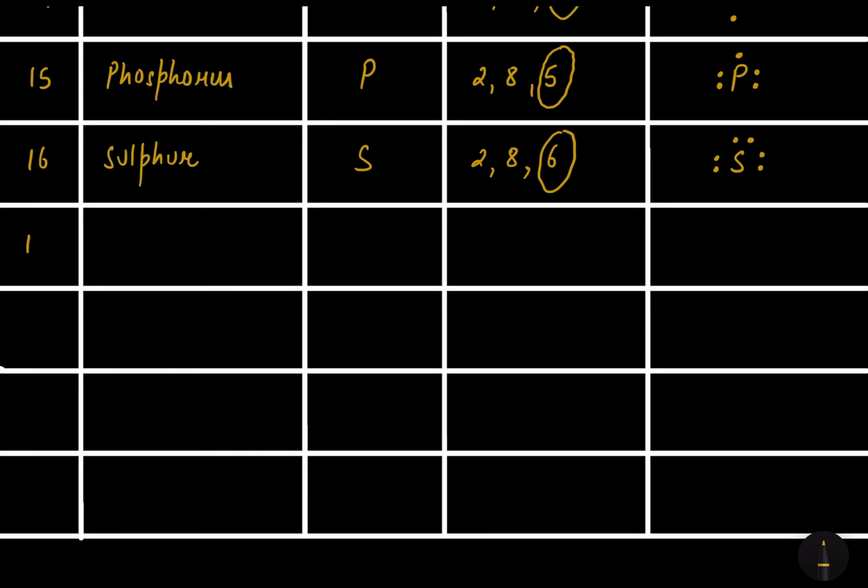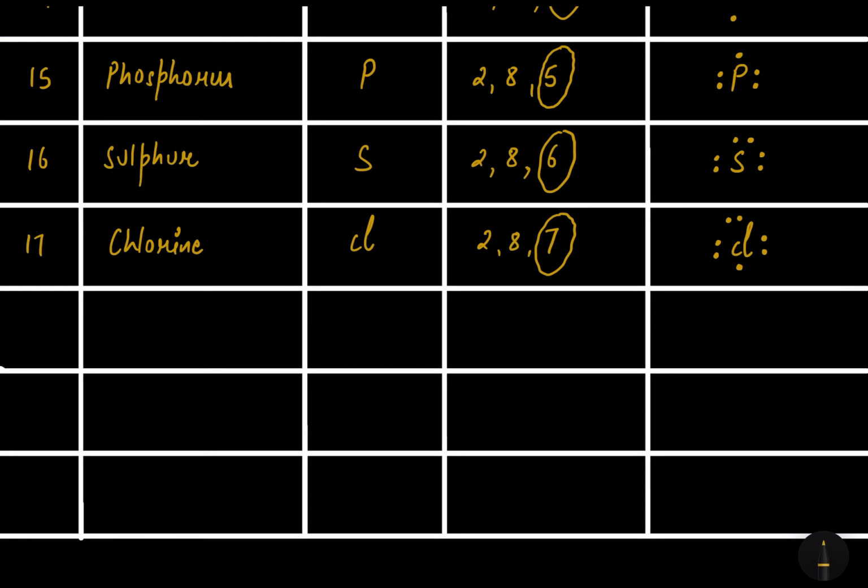Now let's come to the atomic number 17. That's chlorine. The symbol for chlorine is Cl. The atomic number is 17. So the electronic configuration comes out to be 2, 8, 7. So the first shell is having 2 electrons, the second shell is having 8 electrons, and the third shell, the outermost shell, is having a total of 7 electrons. So we have to show the 7 electrons in the Lewis symbol of chlorine. That is 1, 2, 3, 4, 5, 6, and 7.